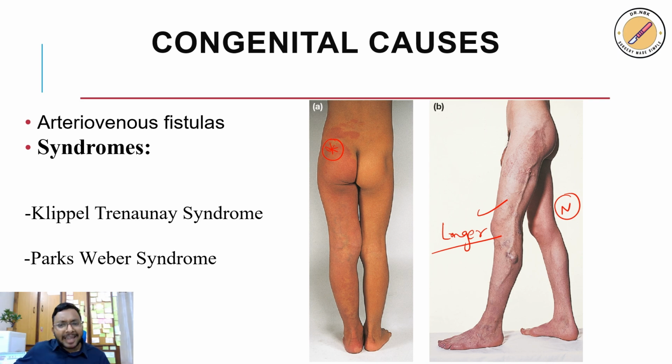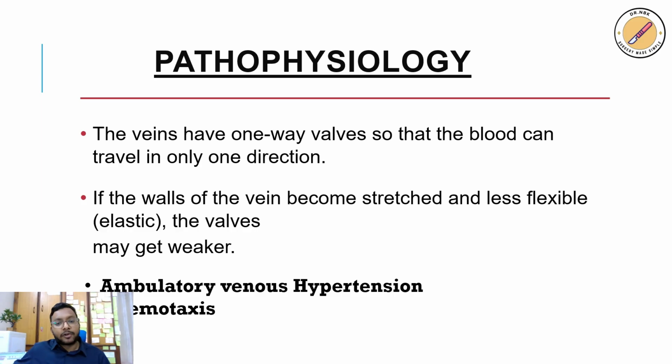So these are the important characteristic features: one is congenital nevus, you can see here, and there is limb lengthening, and also there will be multiple AV fistulas. All right. Next one is the pathophysiology.